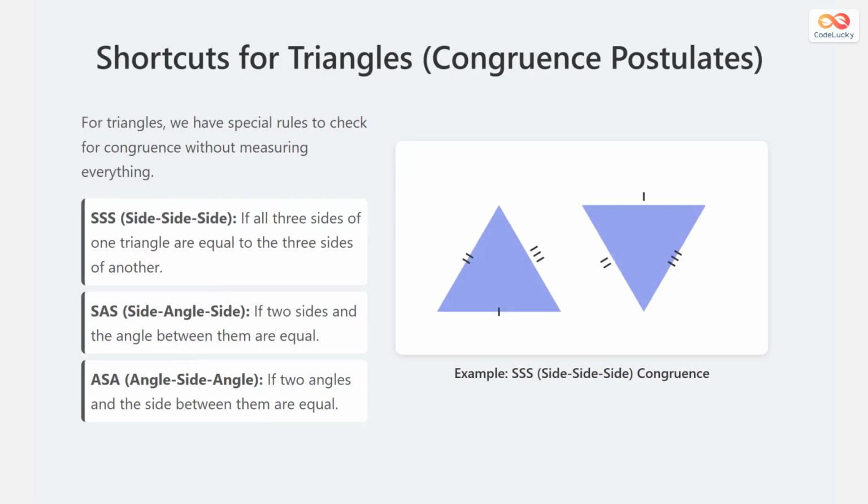Triangles are so important in geometry that they have their own special congruence shortcuts, also known as postulates. These allow us to prove congruence without checking every single side and angle. The main ones are side, side, side; side, angle, side; and angle, side, angle. If the conditions for any of these are met, we know the triangles are congruent.